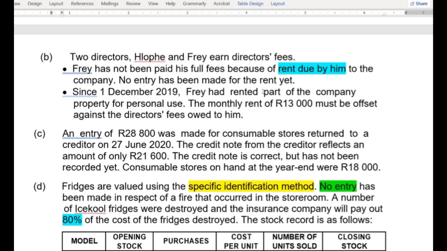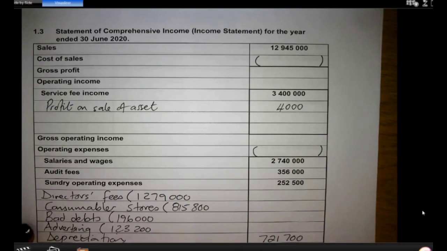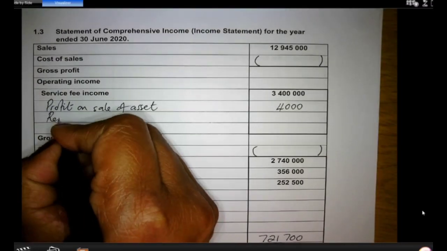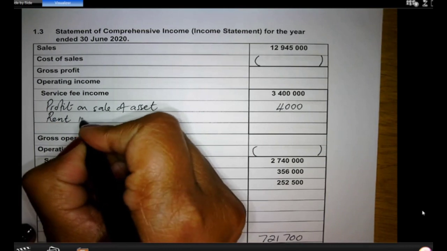But please note two things. He didn't get his full director's fee. He owes us rent, and the rent is 13,000. So we need to work out the full director's fee and how much he owes us for the rent. It's a lot of words, but it's actually not a very difficult calculation. Okay, so there's two things at play here. The first thing is rent income is owed by Frey.